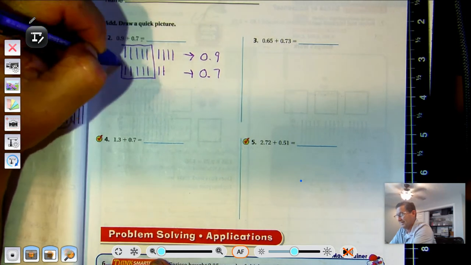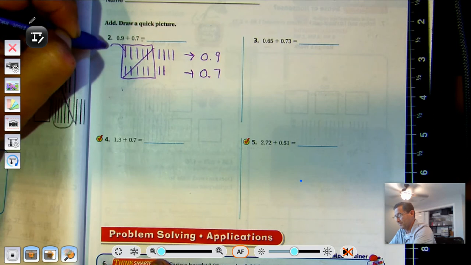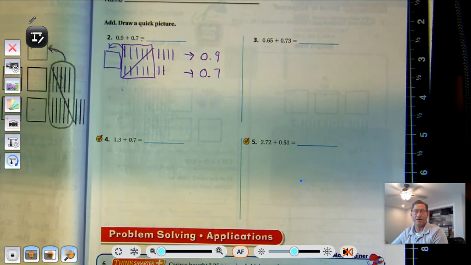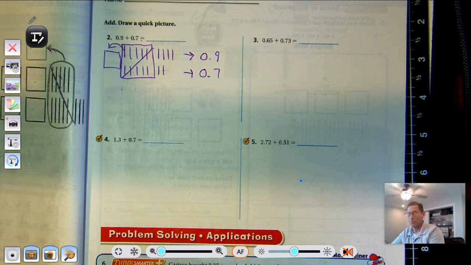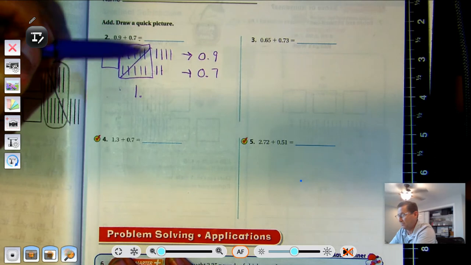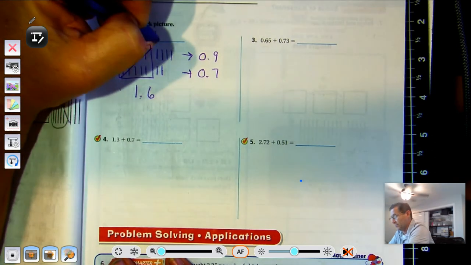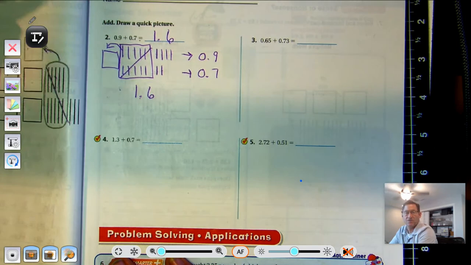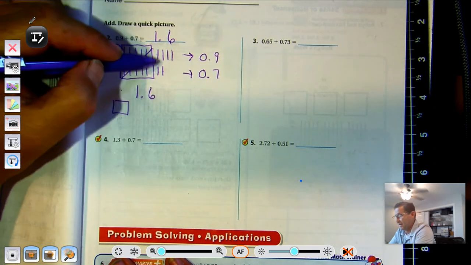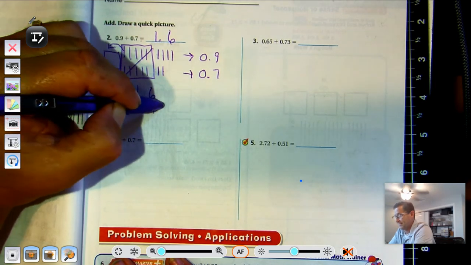So add the tenths. 5, 10, 11, 12, 13, 14, 15, 16. Well, we know we can take 10 tenths and regroup them for a value of 1. So what do we have? We have 1 and how many tenths? 1, 2, 3, 4, 5, 6 tenths. 1.6. So if we combine our drawing, we had 1 left here and we had 6 tenths.